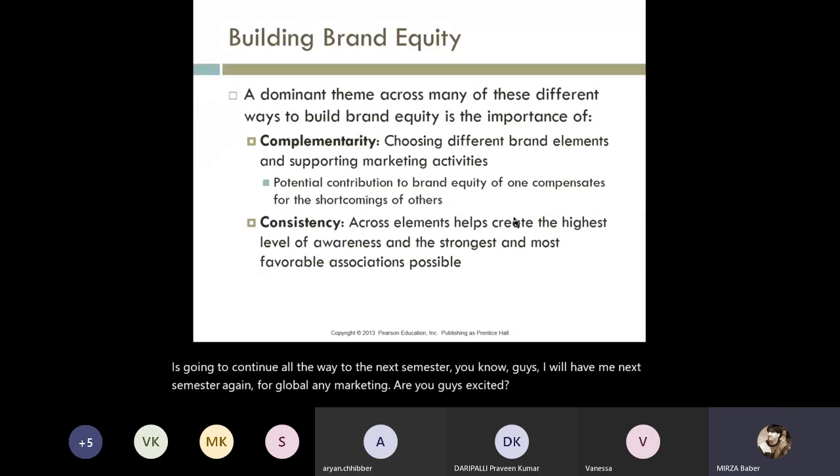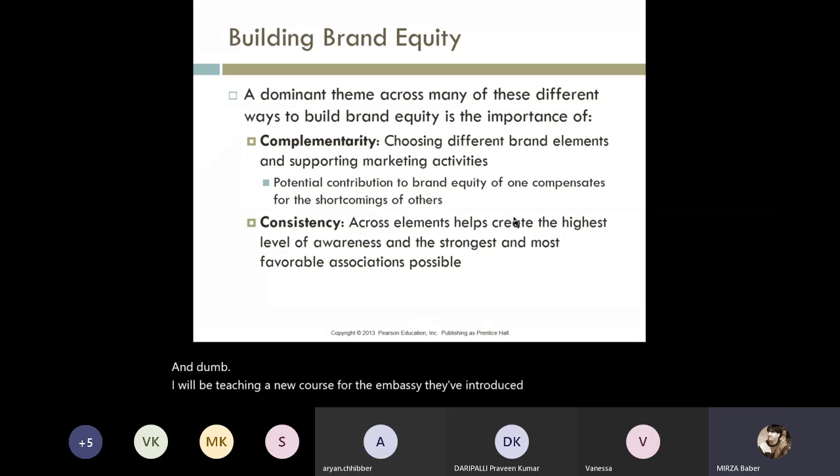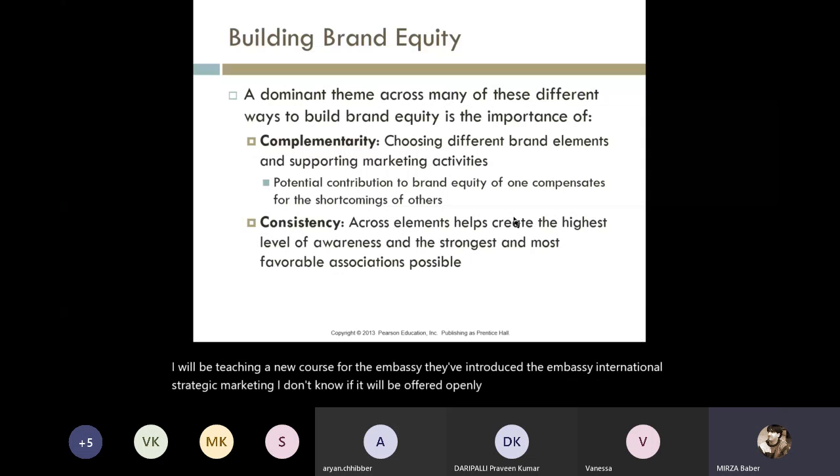And I will be teaching a new course for the MSc. They've introduced the MSc International Strategic Marketing. I don't know if it'll be offered openly to the BBA students, though. I'll have to ask Sarah. Super. But you guys are a funny bunch, so we might have fun. But you better take the second class that you take with me very seriously. It's going to be pretty intense. This class is a little easier. I should be harder on you guys.